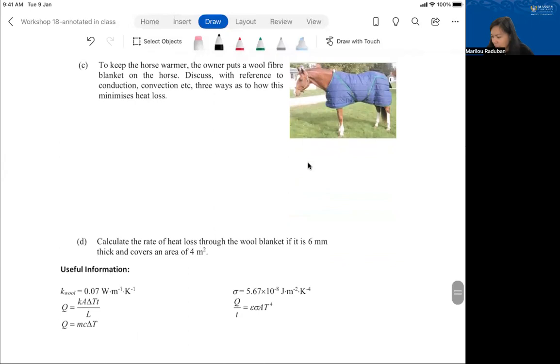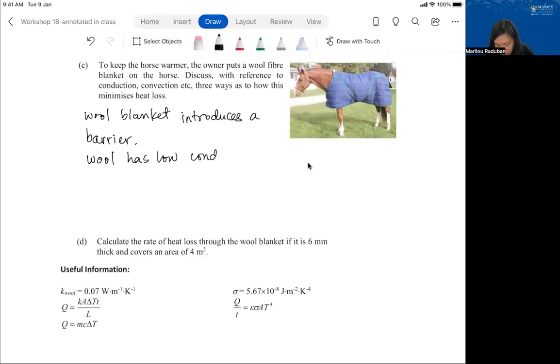Okay, so the second to the last question. To keep the horse warmer, the owner puts a wool fiber blanket on the horse. It's again a conceptual question. Discuss how putting a wool blanket minimizes heat loss. If you think about it, the wool blanket is sort of a barrier. And of course, if you have a barrier, you reduce heat loss by almost everything. So the wool blanket introduces a barrier. And wool has low conductivity. Yeah, we said during our lecture, wool is a good insulator, and so it has low thermal conductivity.